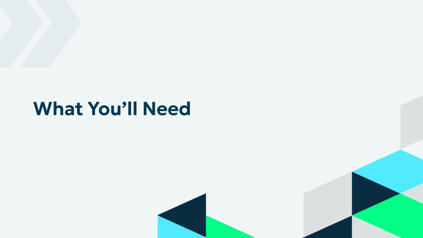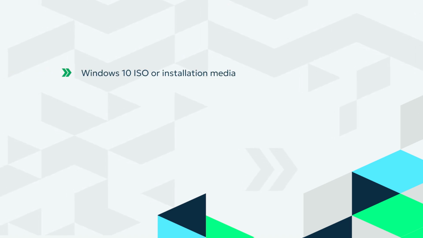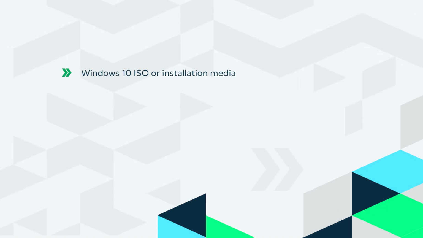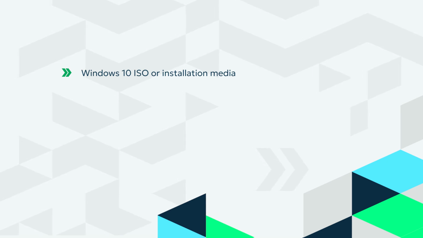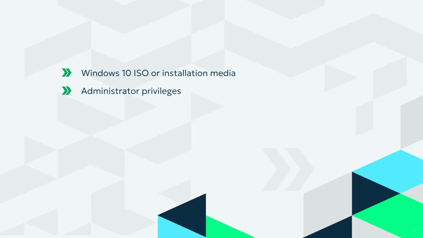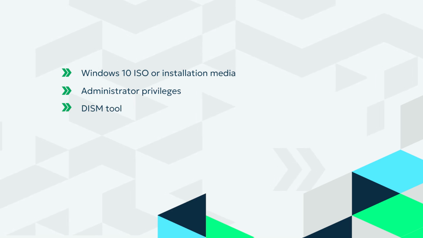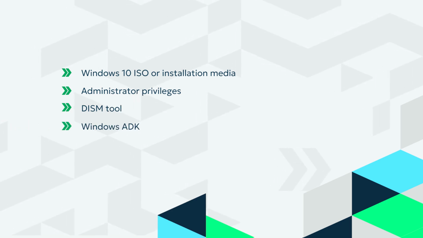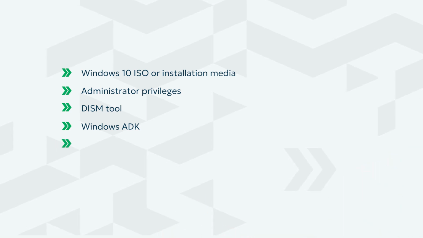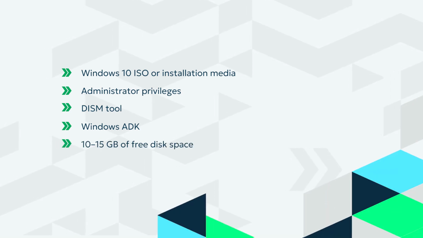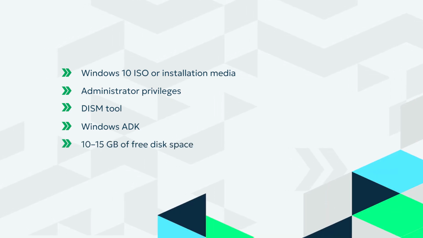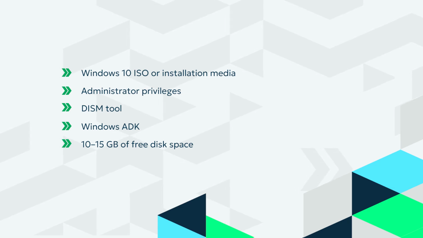What you'll need. To get started, gather these essentials: a Windows 10 ISO or installation media, access to install.wim or install.esd, administrator privileges, the DISM tool built in with Windows, the Windows ADK for advanced imaging tasks, and 10 to 15 gigabytes of free disk space. Now let's walk through the steps to configure optional features in Windows Install Media.